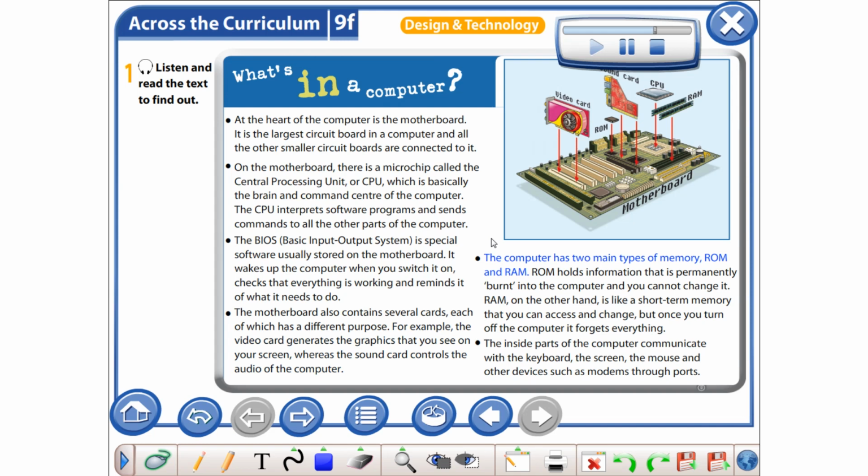The computer has two main types of memory, ROM and RAM. ROM holds information that is permanently burnt into the computer and you cannot change it. RAM, on the other hand, is like a short-term memory that you can access and change, but once you turn off the computer, it forgets everything. The inside parts of the computer communicate with the keyboard, the screen, the mouse, and other devices such as modems through ports.